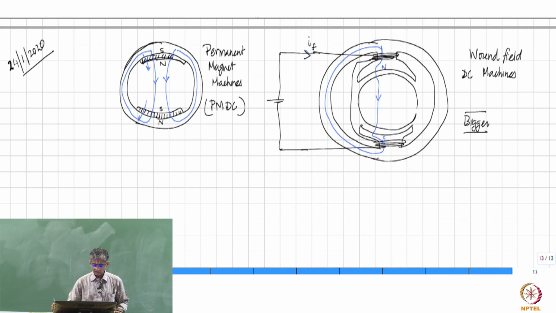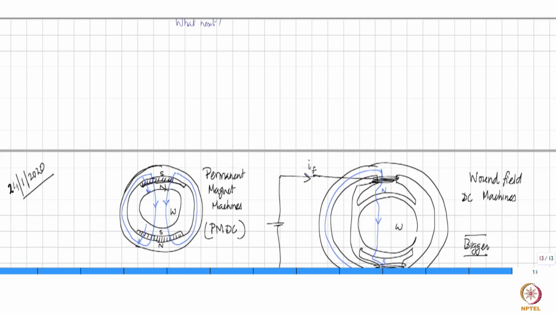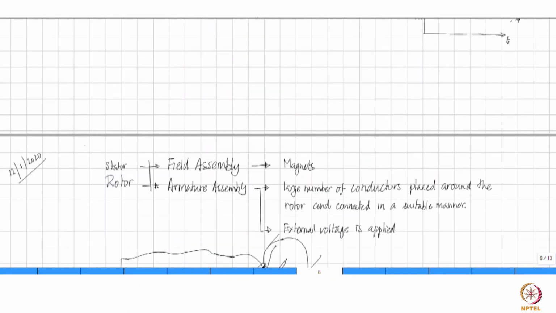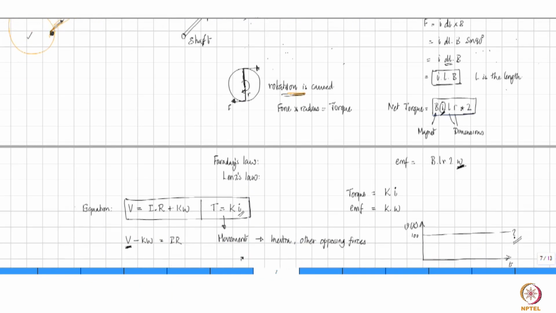We said that if the rotor is going to rotate with a speed of omega, here also you have a rotor that, let us say, rotates with the speed of omega. Some classes ago we said that there is an induced EMF which is going to depend upon speed, and it depends upon the strength of the magnetic field.